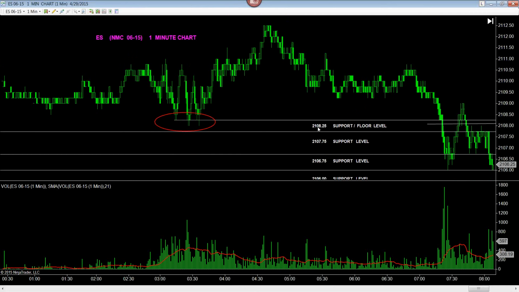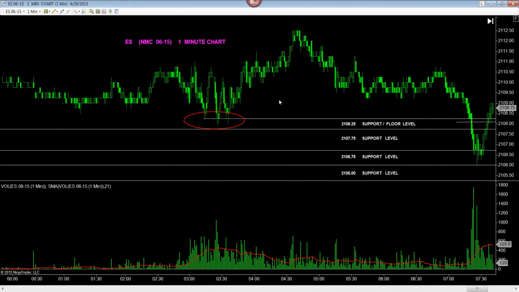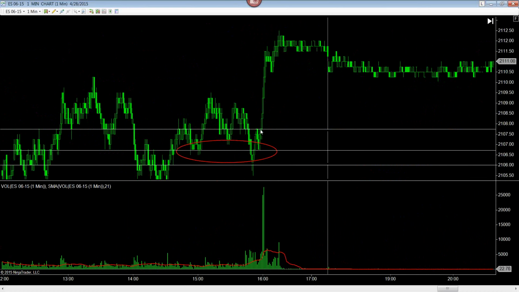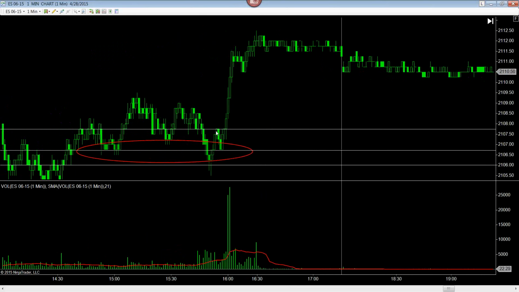Going back, 2108.25 here, 2108.50. Now look at 2107.75 that was laid out by this price right here, the juncture of 1, 2, 3, 4 different data points. That's again 1, 2, 3, and 4 different data points right here.